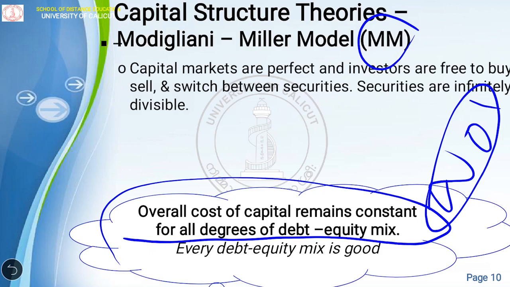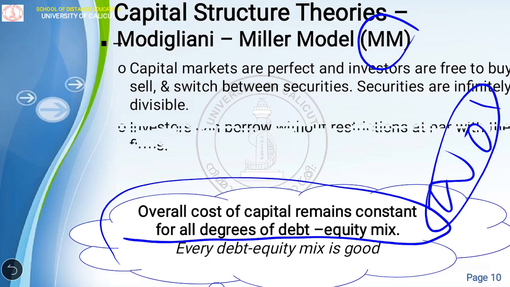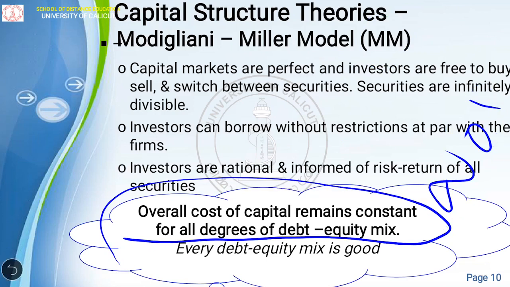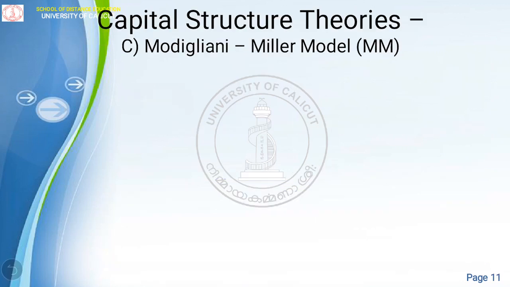Then, some assumptions: capital markets are perfect and investors are free to buy and sell and switch between securities. Securities are infinitely divisible. Then investors can borrow without restrictions at par with the firms. Investors are rational and informed of the risk return of all securities. These are the key things you have to keep in mind related to the capital theory.